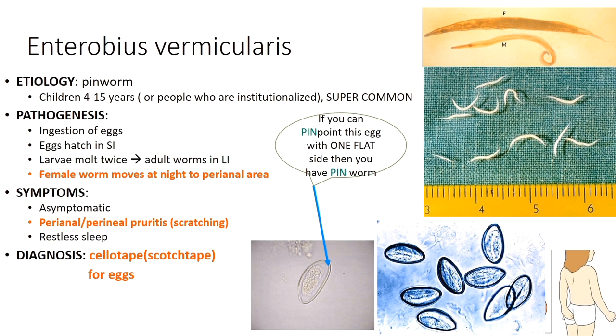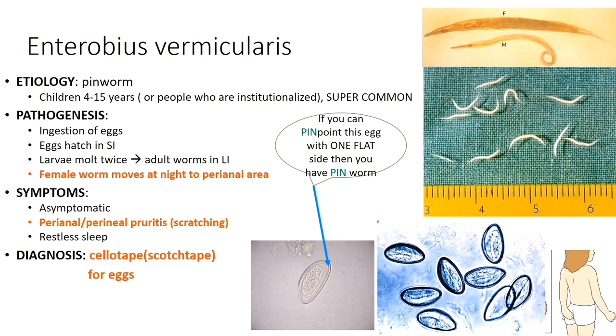So this is a recurring infection, and we need to treat this because it's really annoying for the children, and it can infect other people like the mother and father and the rest of the family. So you're going to have perianal or perineal pruritus because you're scratching, and restless sleep. The child's not going to be able to sleep properly. And how we diagnose is cellotape or scotch tape.